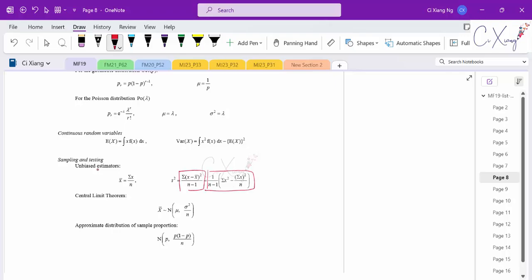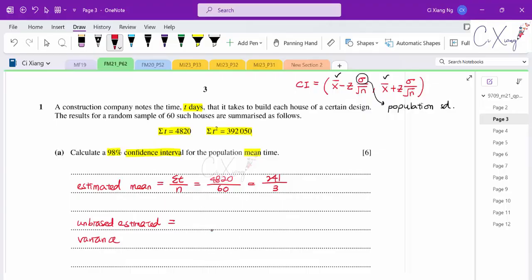According to the information given in our question, we have summation T squared and also summation T, so this is more suitable. We'll use this formula to calculate the unbiased estimated variance. Let's come back to this question. The formula for unbiased estimated variance is 1 over n minus 1, then summation x squared minus summation x, squared over n.